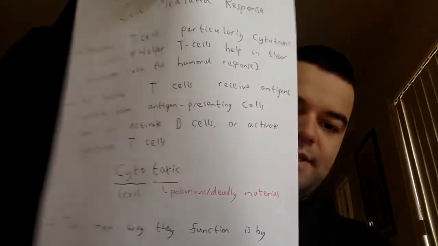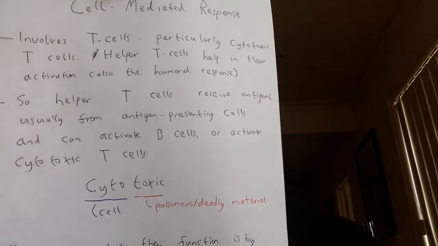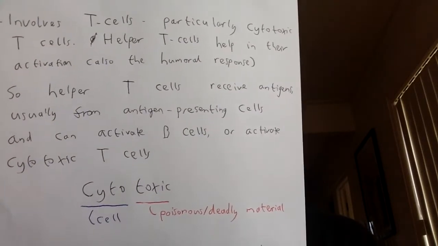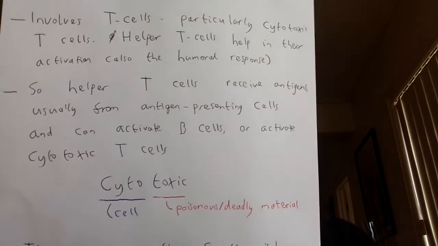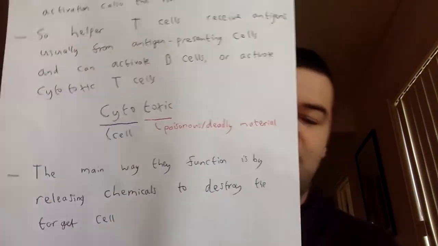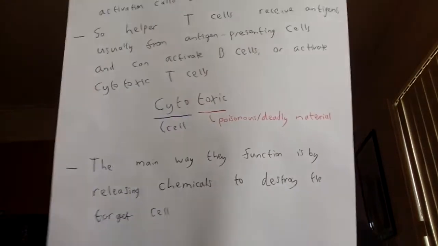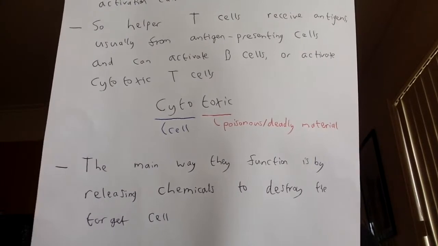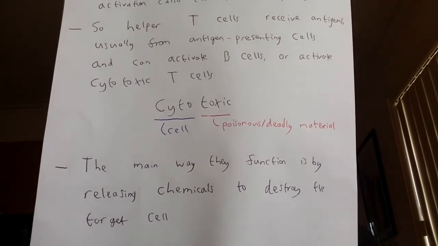And when looking at those cells that I mentioned, cytotoxic T cells, cyto means cells, and toxic obviously means poisonous or deadly to something. So they're literally deadly to the cells they're targeting. And the main way they function is by releasing chemicals to destroy the target cell. They can do that in a number of ways, but the most common way is by releasing chemicals that cause them to lyse or burst. So that's one of the main ways they function.